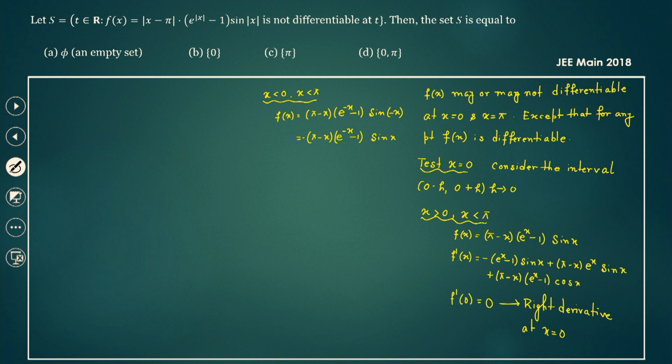Now let's differentiate it. So f dash x becomes, let's take the derivative: minus of minus 1 and e to the power minus x minus 1 into sine x. Go ahead, we'll write that minus of (pi minus x), minus e to the power minus x sine x, and then we have minus of (pi minus x)(e to the power minus x minus 1) and cos x. Now if I substitute x equal to 0, that equals 0 because sine 0 is 0 and e to the power 0 minus 1 is 0. So that gives me the left derivative.